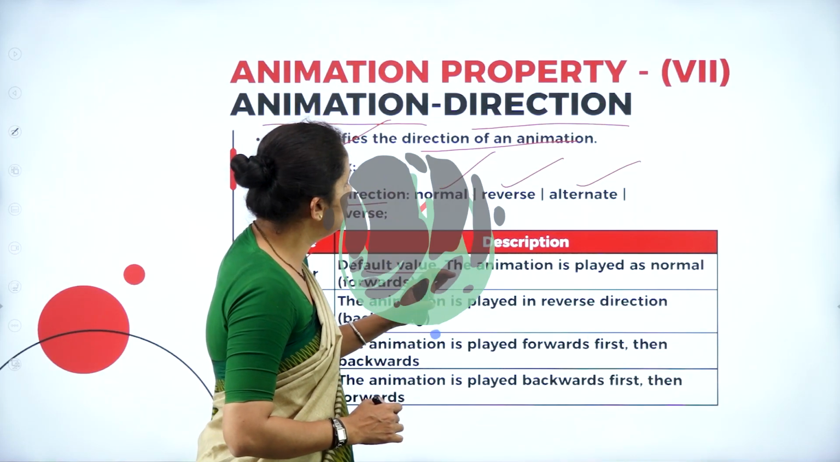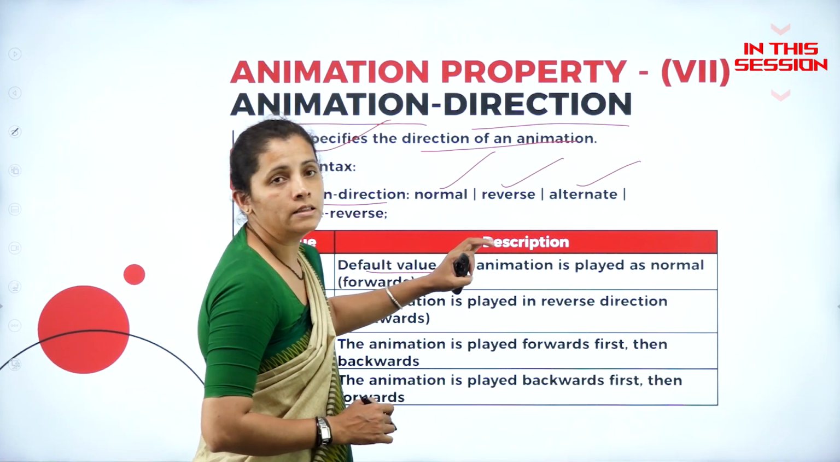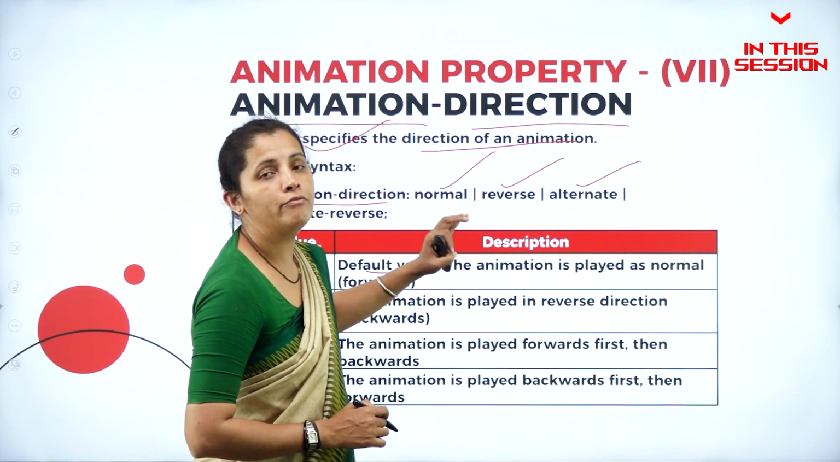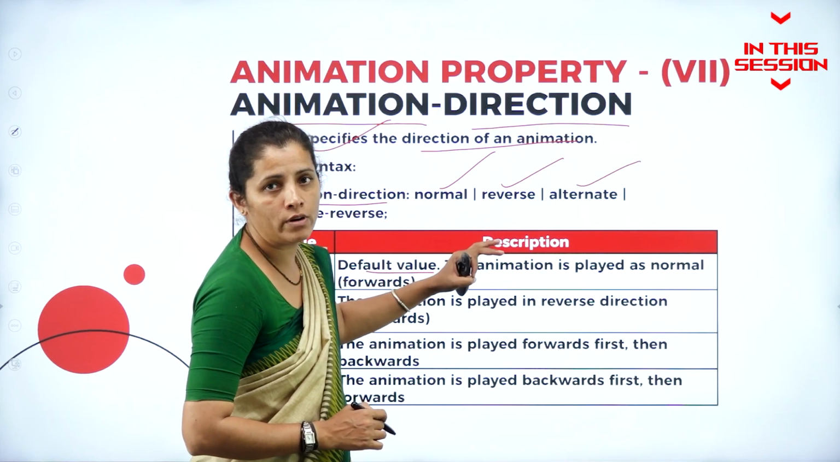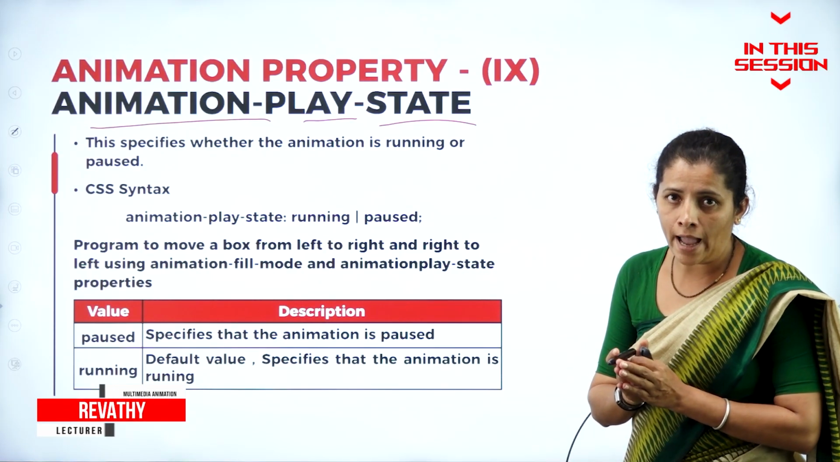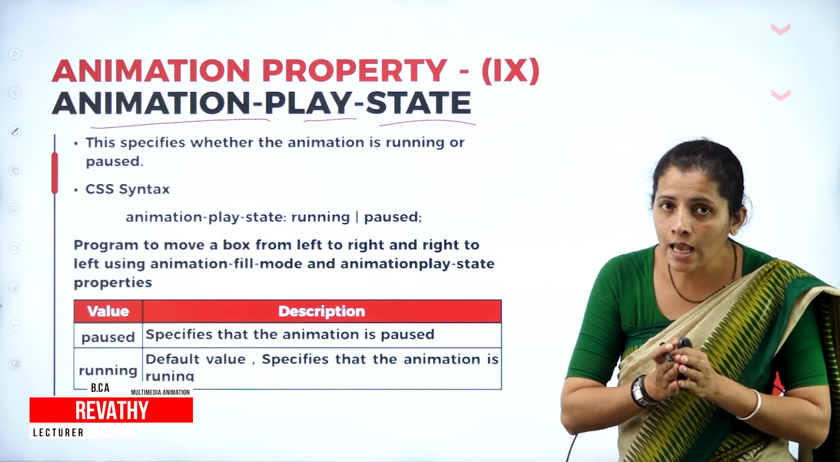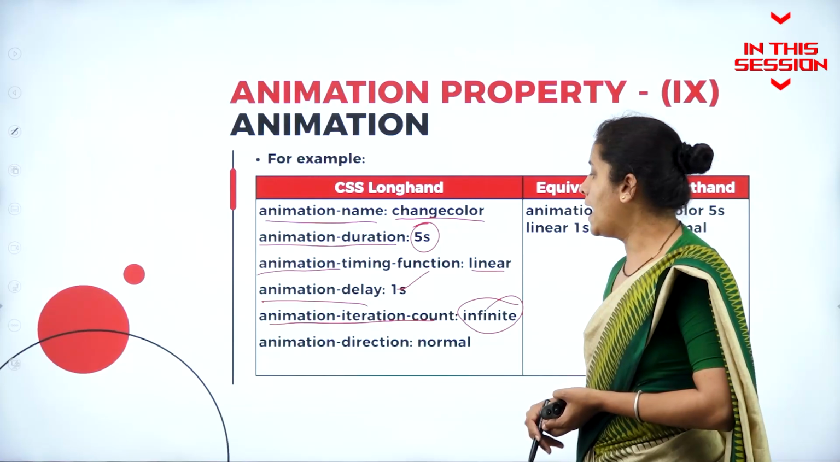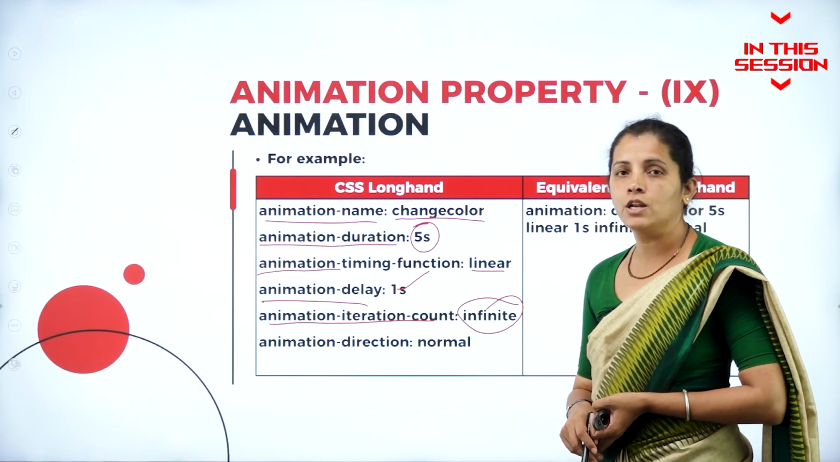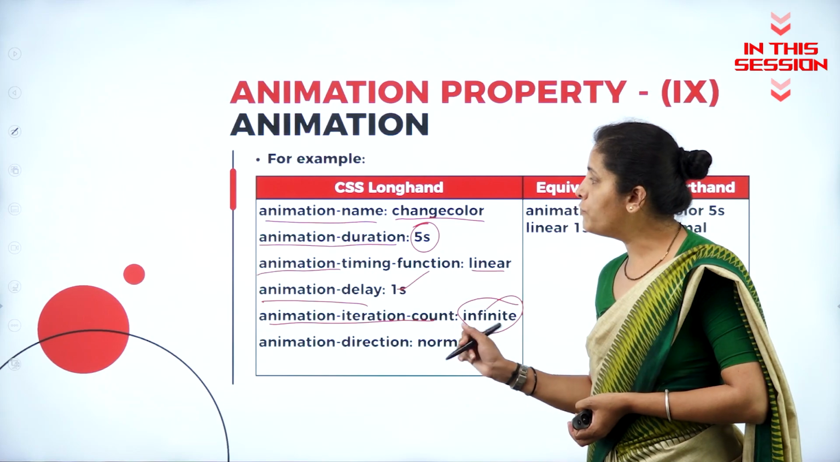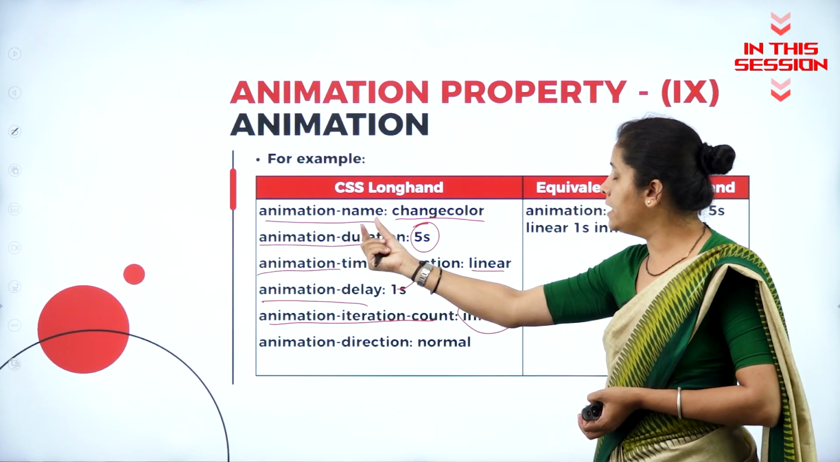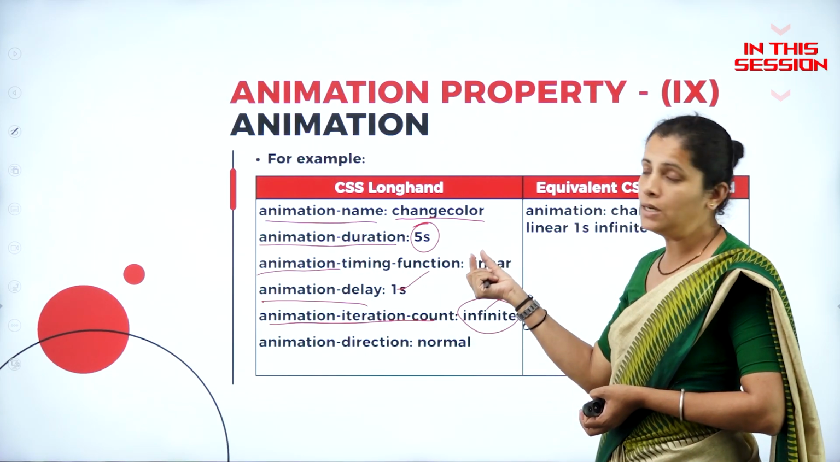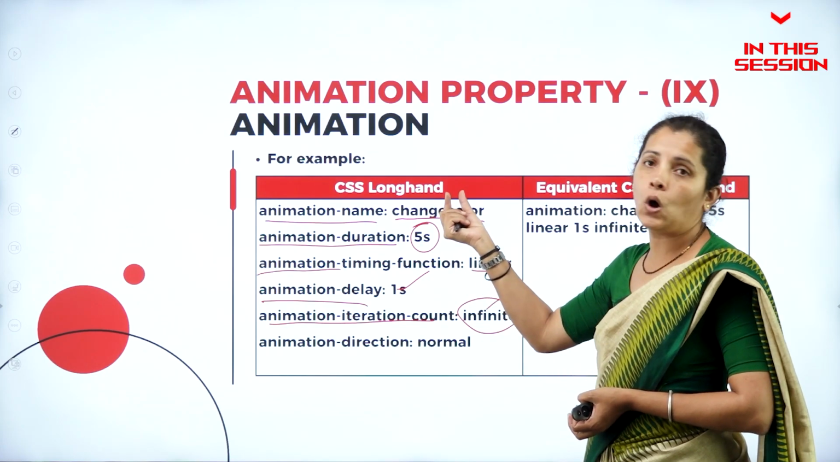If I use the value normal, then it indicates that the direction is forward. It is used to specify whether the animation is running or stopped, that's nothing but paused. Animation direction is nothing but normal. So for each property, I'm going to specify the value, which is called longhand.